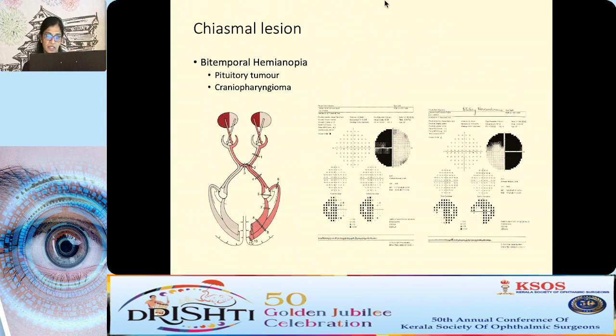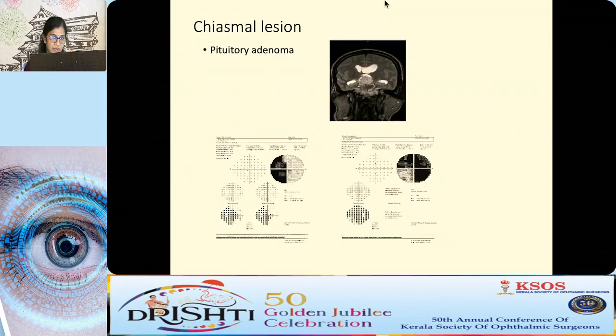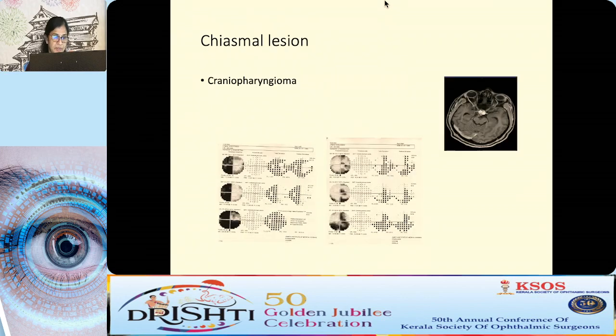When there is a chiasmal lesion, we get a bitemporal field defect because the crossing nasal fibers are affected. Pituitary adenoma and craniopharyngioma are the common lesions causing chiasmal compression. Here we can assess the progress of the lesion by assessing the visual field. Here you can see the field defect is gradually increasing, indicating enlargement of the lesion.